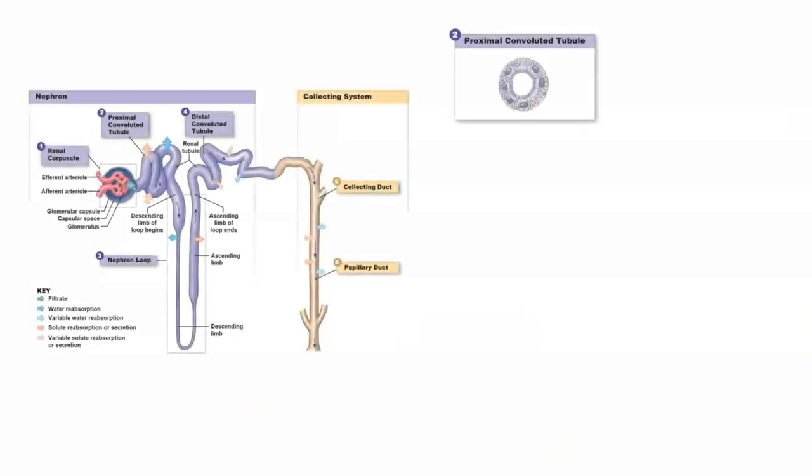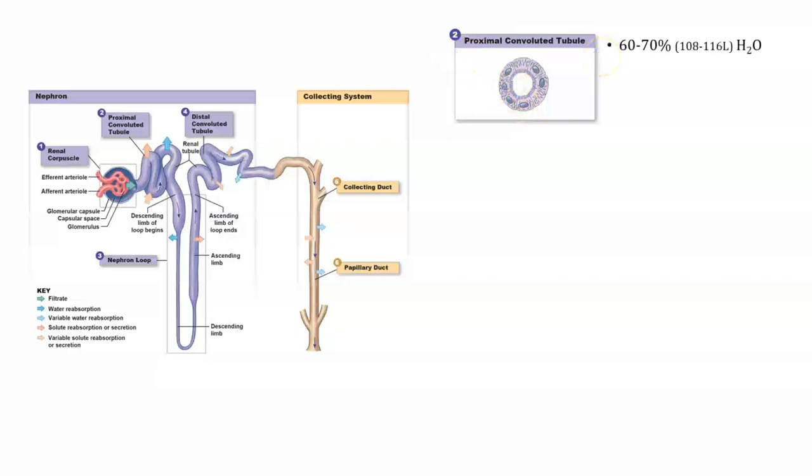All right, let's take a look at what some of the cross-sections of these regions look like. The proximal convoluted tubule looks something like this. One of the important features is it has these microvilli on it. And microvilli on the apical side of these cells, or any cell, will always tell you that it has something to do with nutrient absorption. And by and large, a high percentage of all the filtrate is reabsorbed in the proximal convoluted tubule.